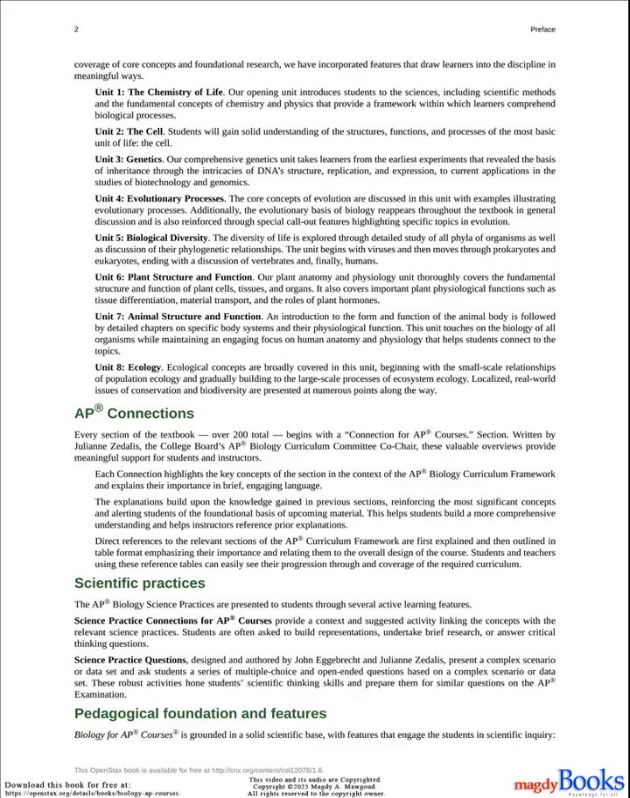Unit 7. Animal Structure and Function. An introduction to the form and function of the animal body is followed by detailed chapters on specific body systems and their physiological function. This unit touches on the biology of all organisms while maintaining an engaging focus on human anatomy and physiology that helps students connect to the topics.